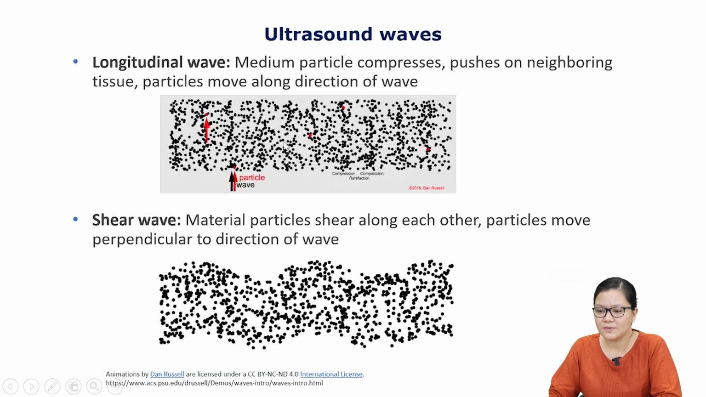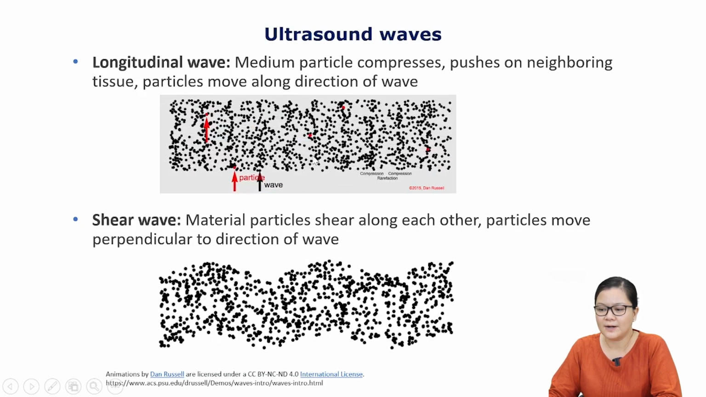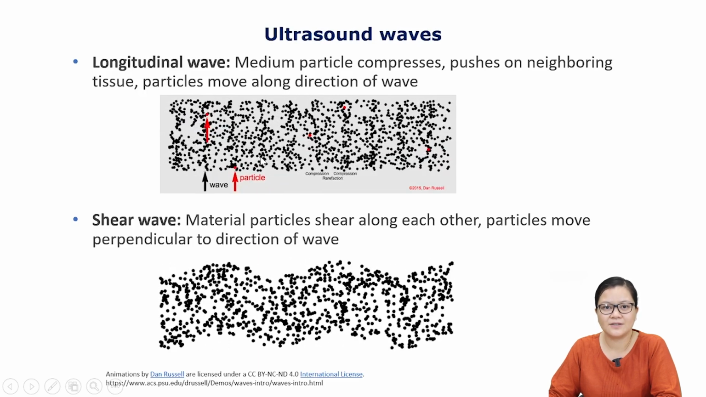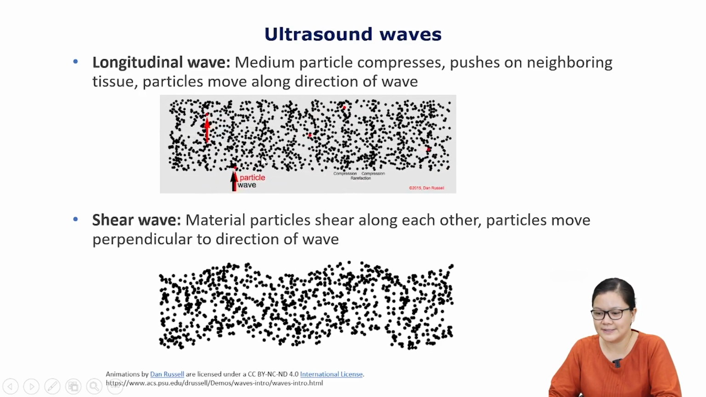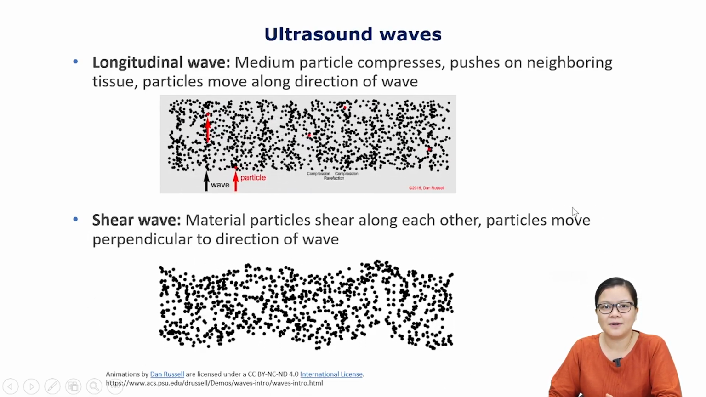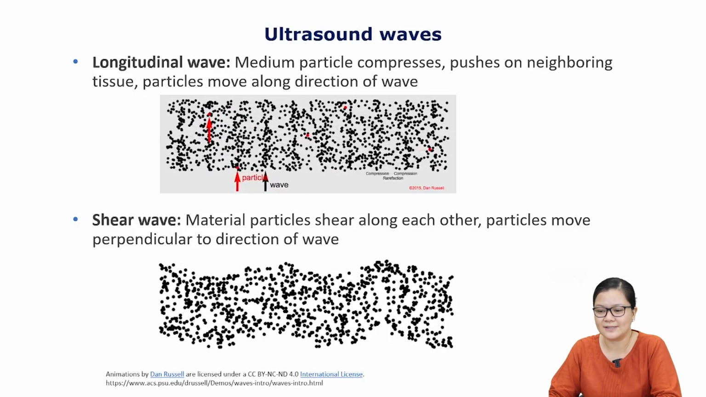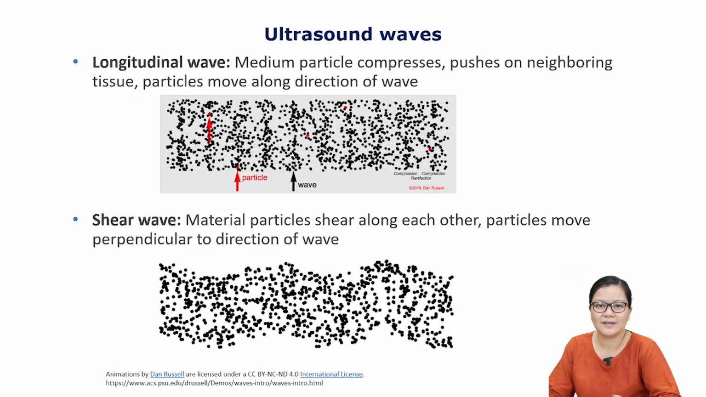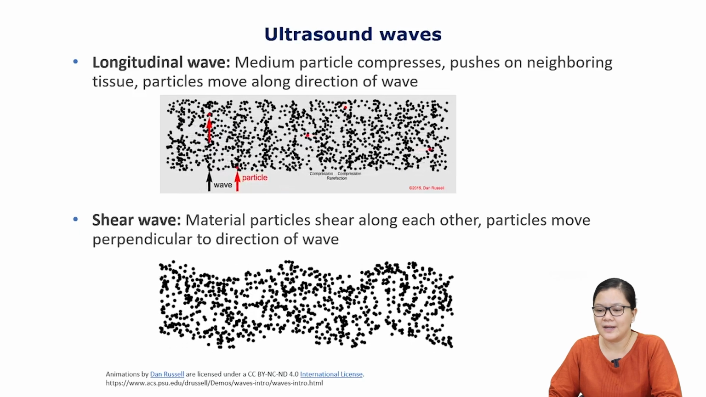So these regions where they come close to each other are called compression regions, and regions where they are apart from each other are called rarefaction regions. This is also another example of a type of wave which is also utilized in ultrasound imaging in terms of elastography, for instance. Now we'll talk about elastography in a subsequent lecture as well.